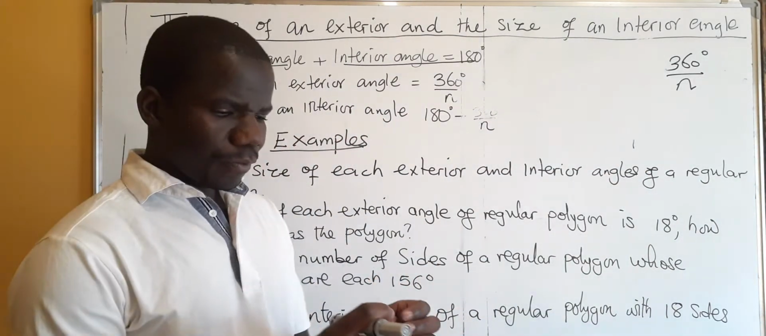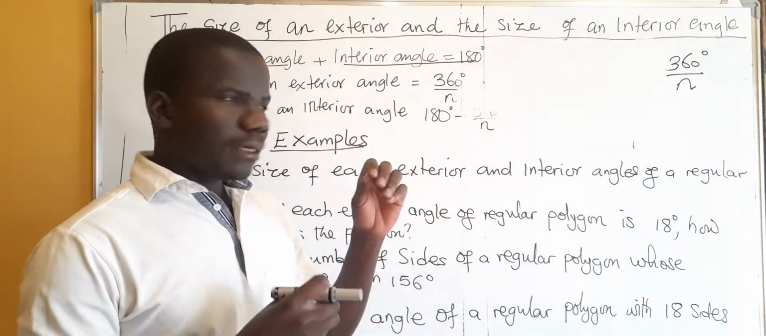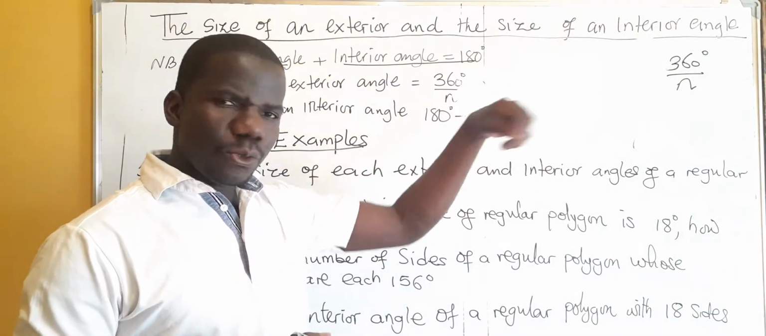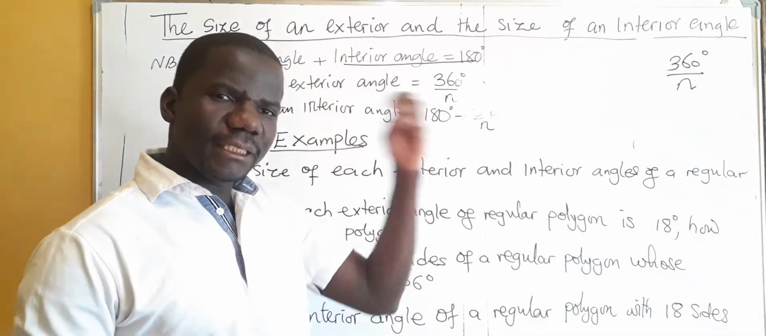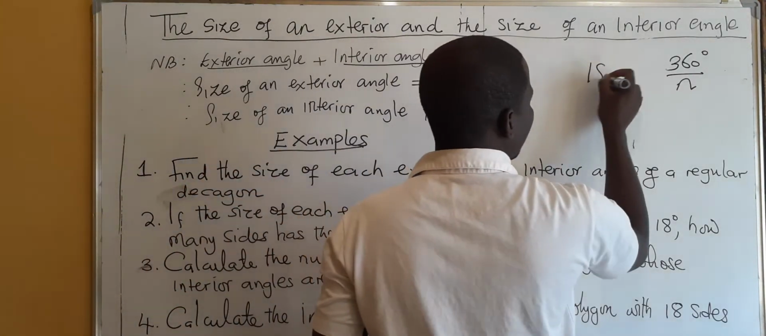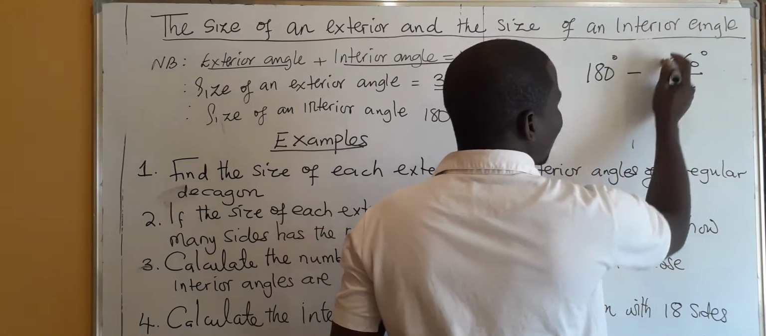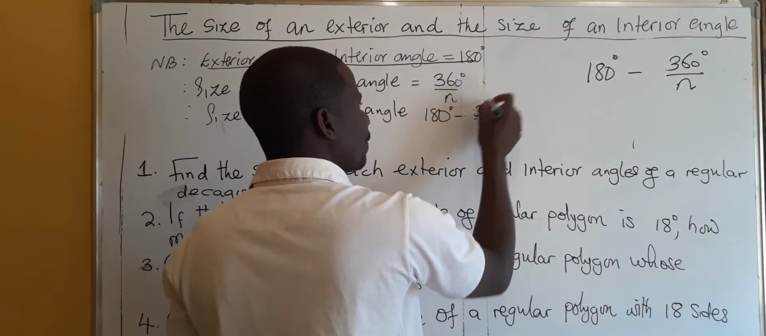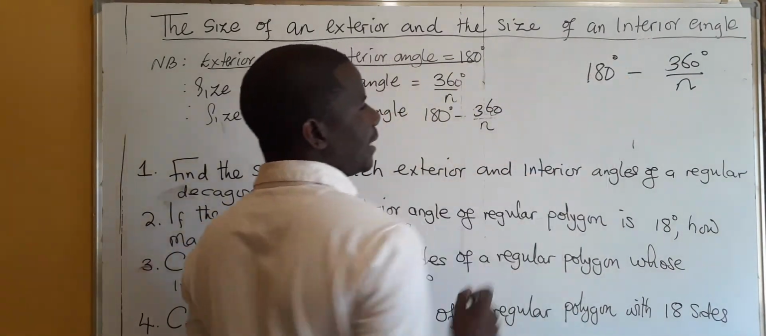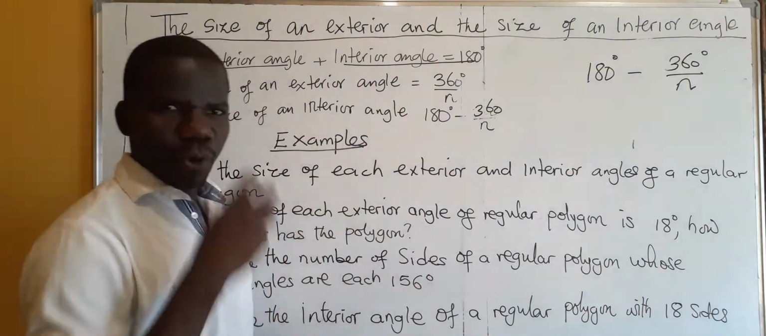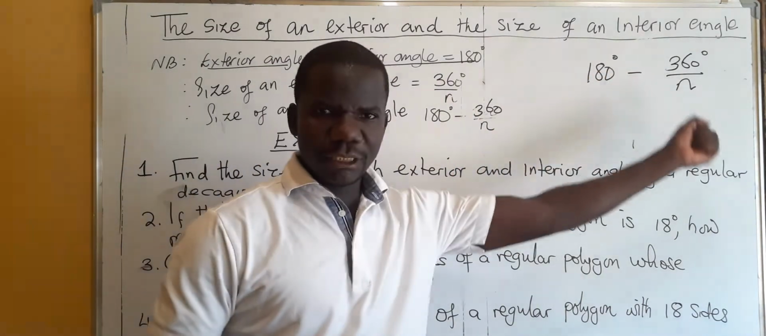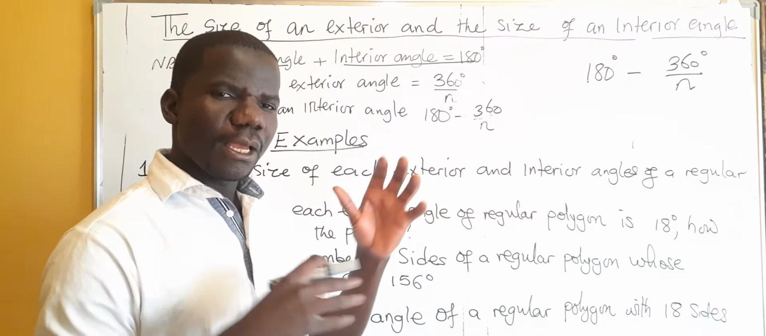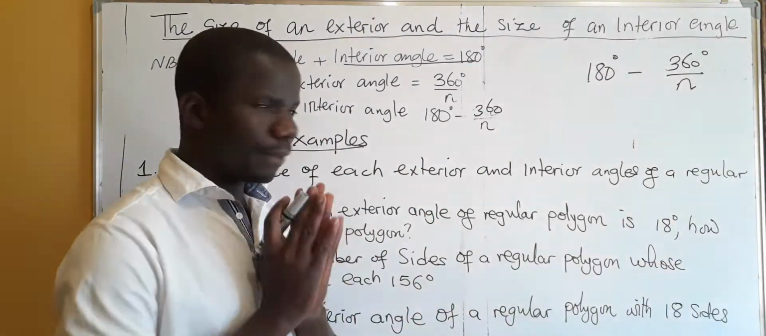Now, I said that to find the exterior angle, this is what we use. Then, when you know the exterior angle, you can easily find the interior angle by subtracting this exterior angle from 180 degrees. That is going to give you the interior angle, because we are saying the exterior angle and the interior angle add up to 180. Take note of that. This is the last lesson, and it's the lesson that draws much of the questions that come in the exam. So pay particular attention.